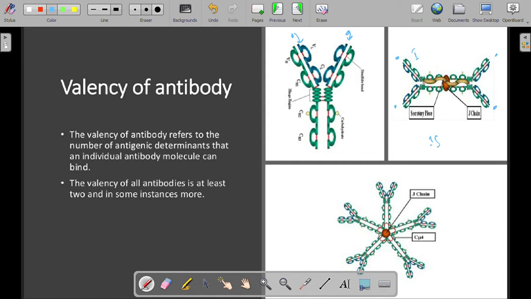So this is IgA, and where is it present? It is present in secretions, on mucous surfaces. And here the valency is 1, 2, 3, 4, 5, 6, 7, 8, 9, 10. It is pentameric, with 5 units, so it has a valency of 10. So this is the valency of the antibody.